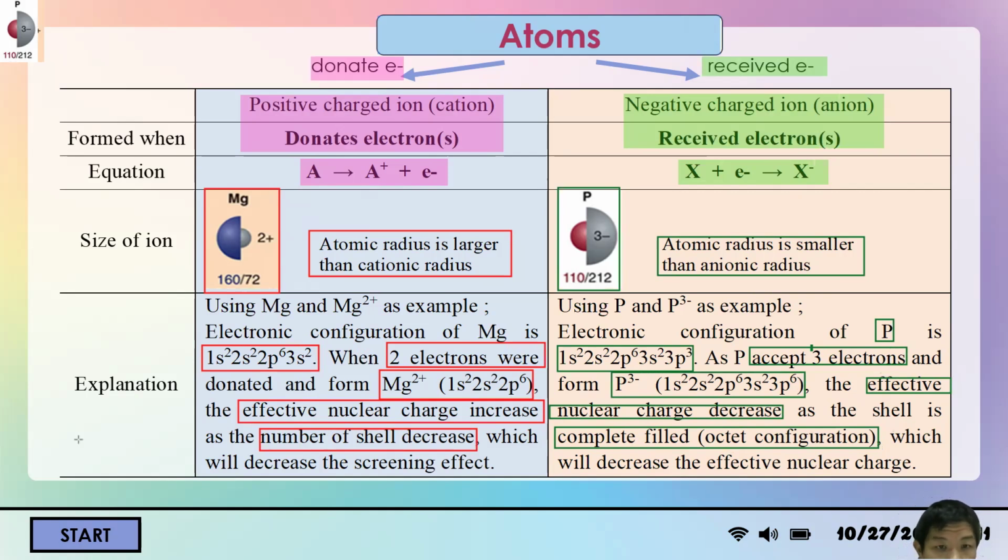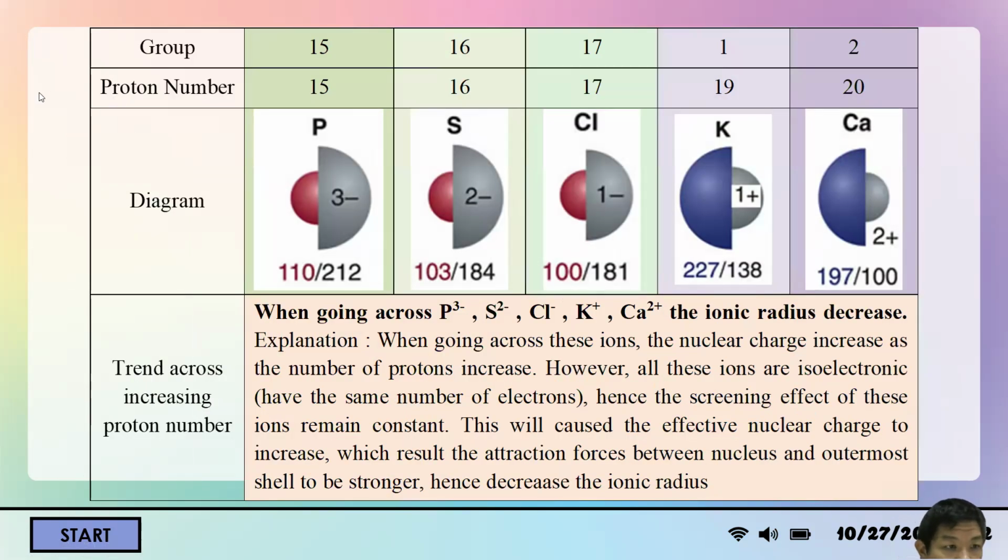So here are the trends of the atomic and ionic radius from different groups. Highlighted in green are the non-metals, and highlighted in purple are the metals. I purposely selected some successive proton numbers: phosphorus, sulfur, chlorine, to sodium, potassium and also calcium. In terms of the ionic radius, let's focus first on the anionic radius.